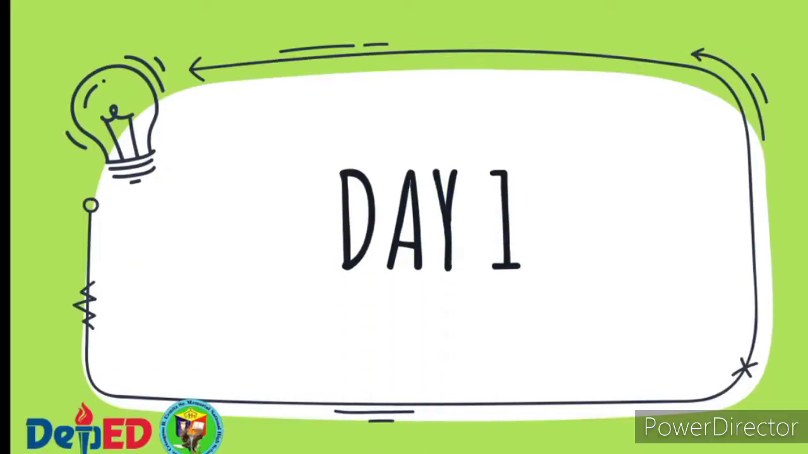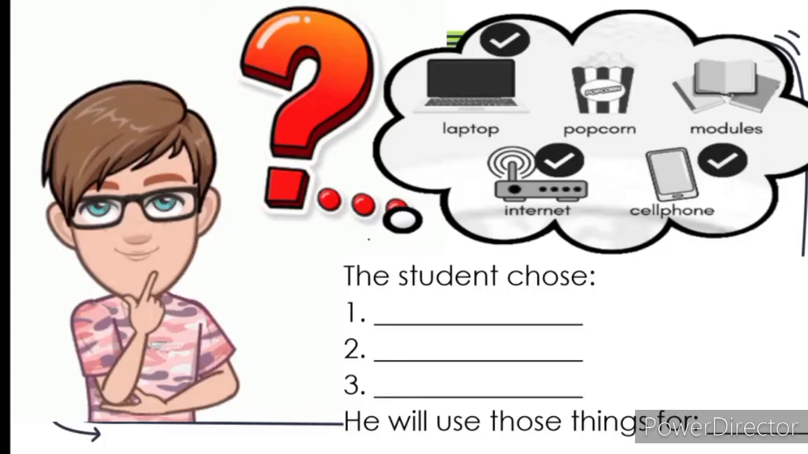Day 1. Grade 7, look at the illustration. What can you observe? Think about this. What do you think the boy in the illustration will choose? And what do you think is his reason for having such choices?